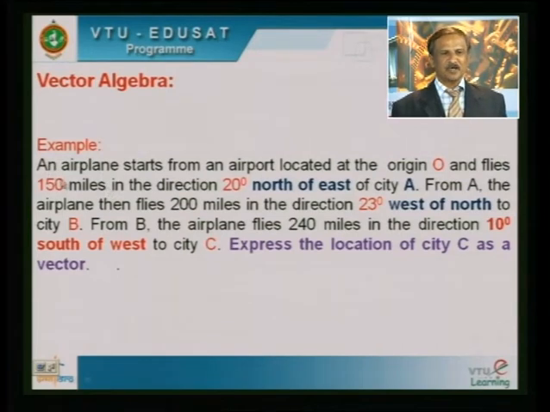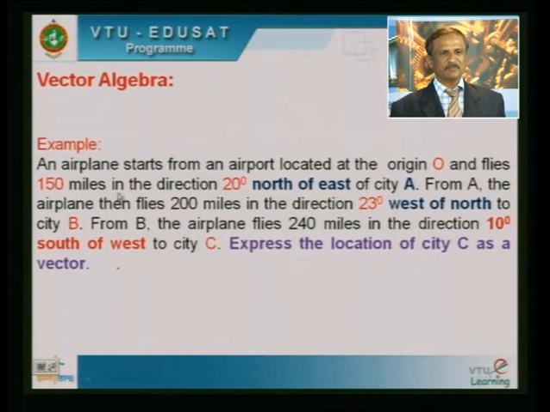So, here you can consider this situation. The situation may be like this. An aeroplane starts from an airport located at the origin O and flies 150 miles in the direction 20 degrees north of east to city A. From A, the aeroplane then flies 200 miles in the direction 23 degrees west of north to city B. From B, the aeroplane flies 240 miles in the direction 10 degrees south of west to city C. Express the location of city C as a vector. Nowadays we will observe situations like this. Actually, it is a word problem.